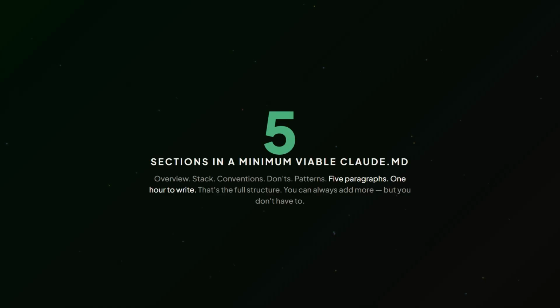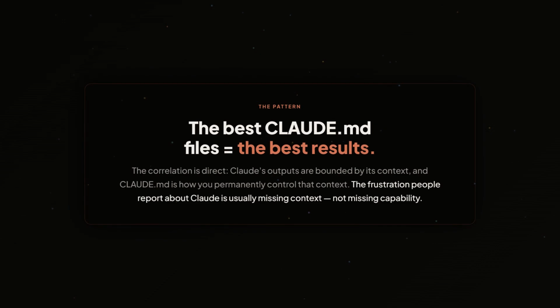5. The minimum viable CLAUDE.md has 5 sections: project overview, tech stack, coding conventions, what not to do, and common patterns. 5 paragraphs of good documentation turns Claude from a generic assistant into a codebase-aware collaborator. The first version takes roughly 1 hour to write on an existing project. The developers who are most productive with Claude Code are almost always the ones with the best CLAUDE.md files. This is not a coincidence.